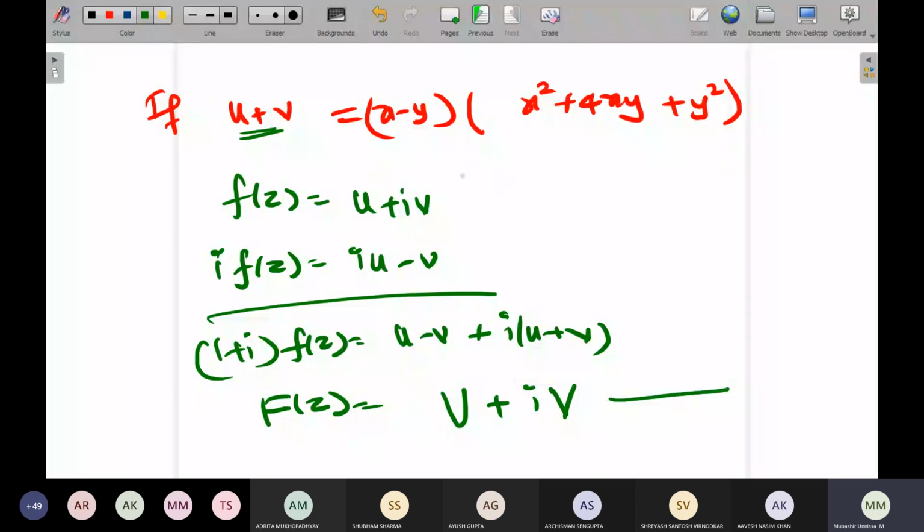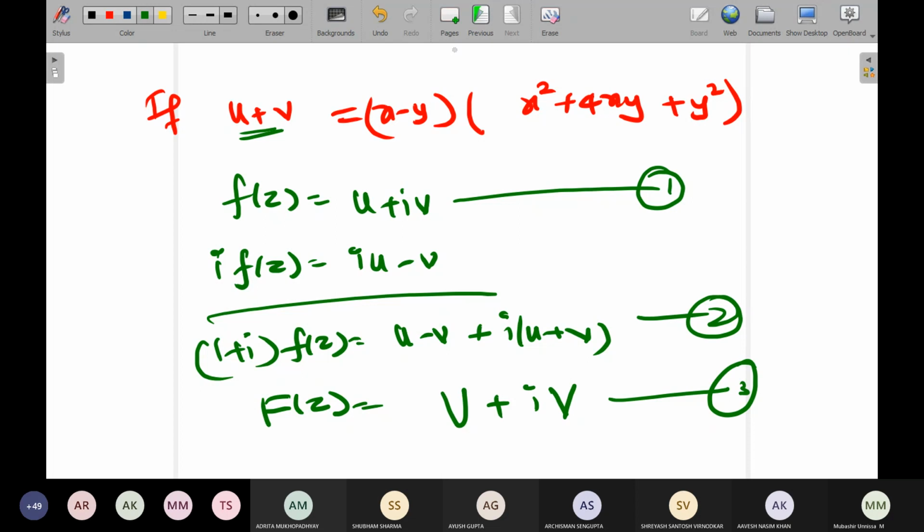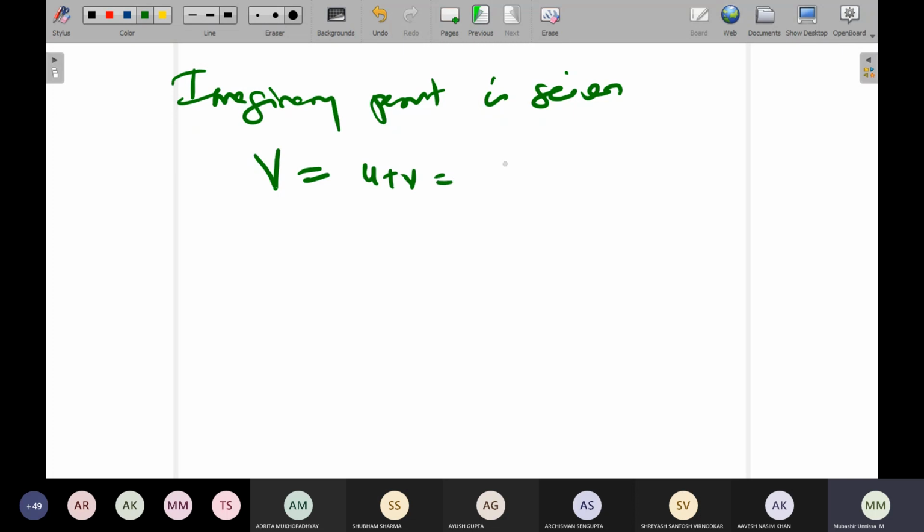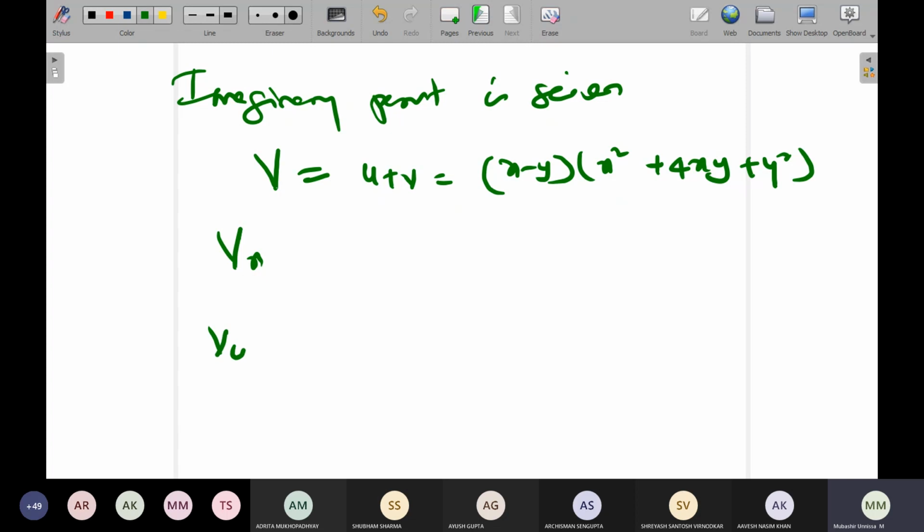Now what is given? The imaginary part is given. What is your imaginary part? Capital V. Capital V is equal to u plus v. U plus v is given, so what is given? (x minus y) into (x square plus 4xy plus y square). Come on, just find out vx, vy.